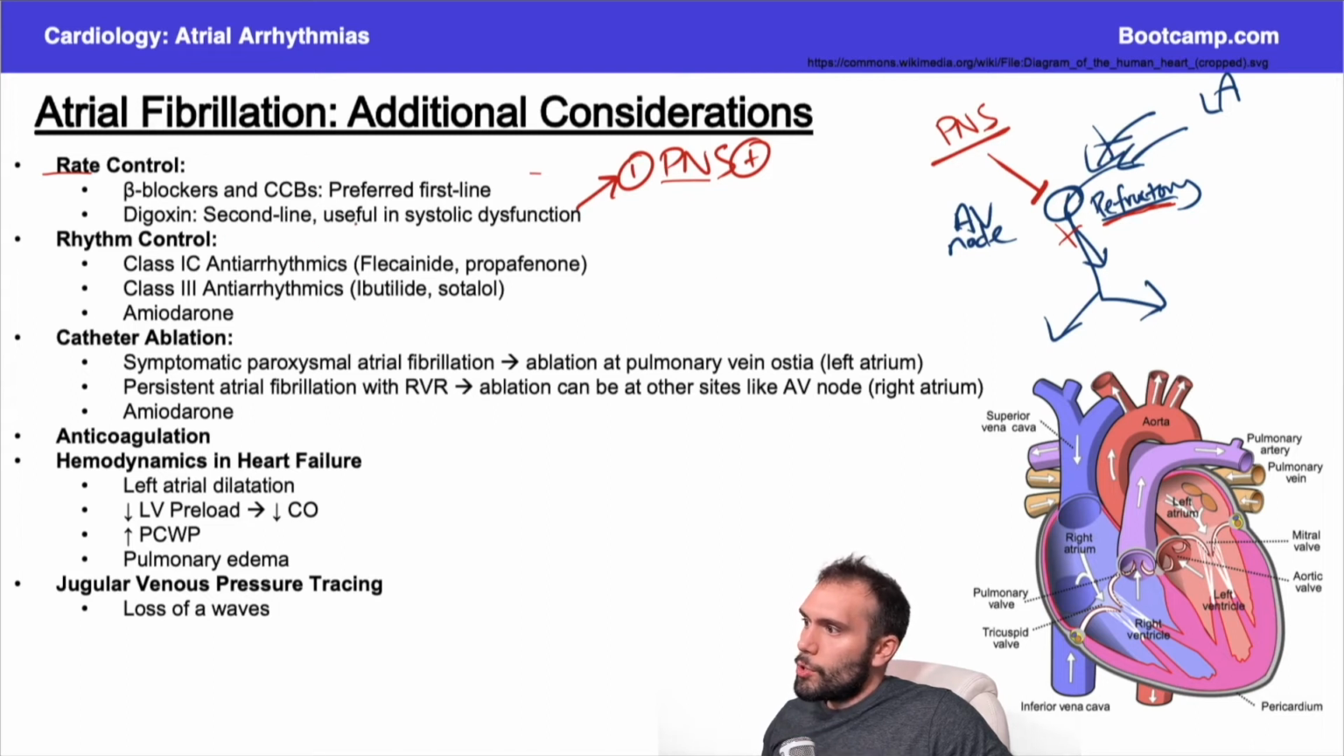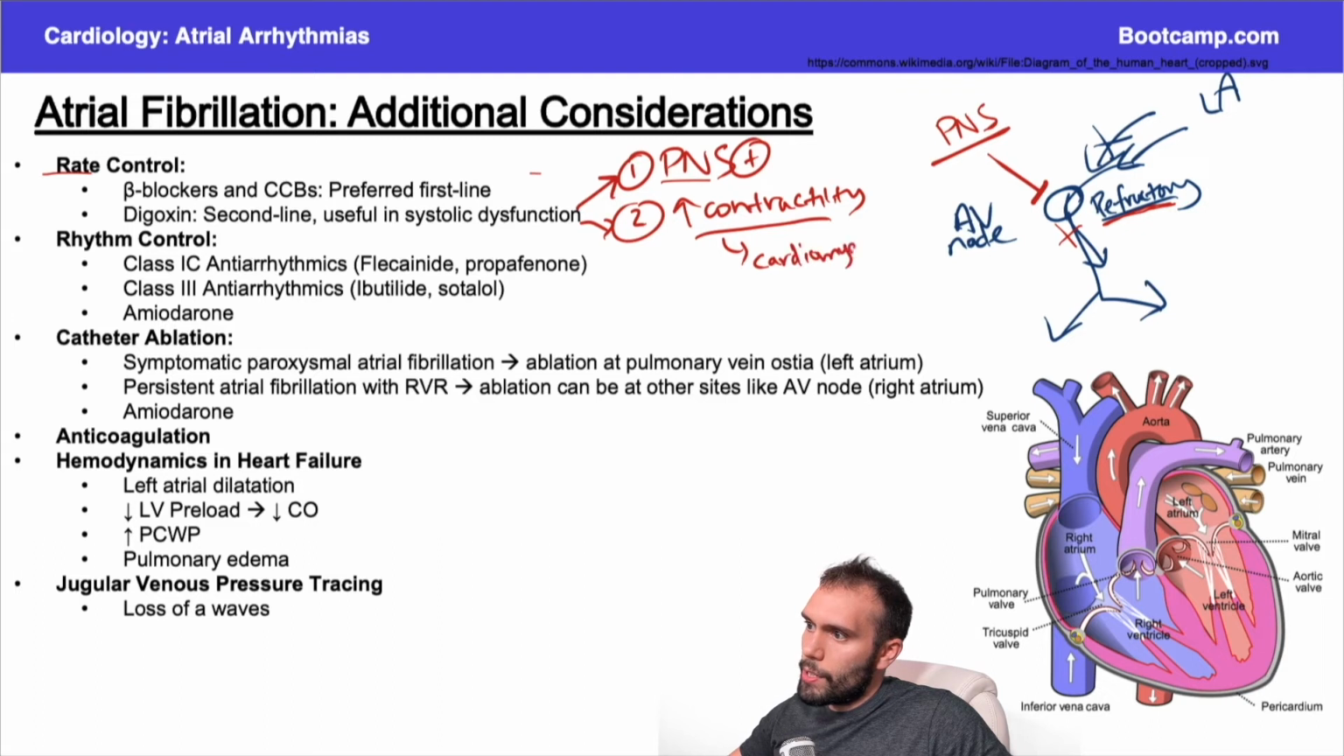So that's number one. Number two, digoxin also causes increases in contractility. Now these increases in contractility are going to be in the cardiomyocytes. So think about the ventricular cells. Whereas when you're talking about this parasympathetic stimulation, you're mostly talking about the SA and AV node. And then contractility, mostly cardiomyocytes by increasing calcium indirectly.